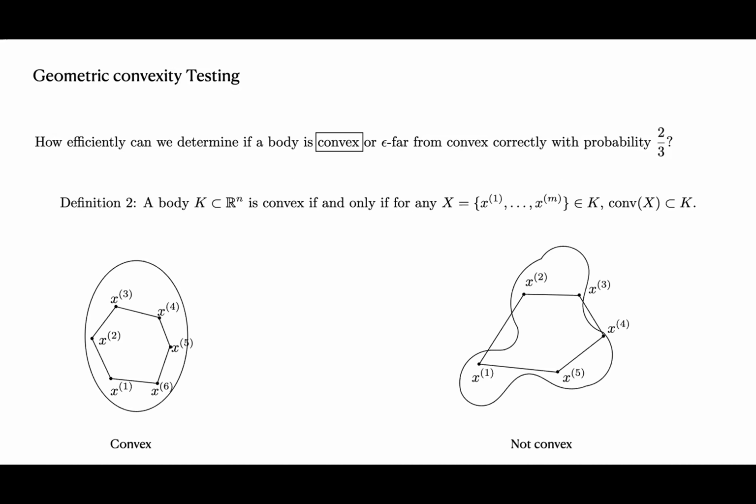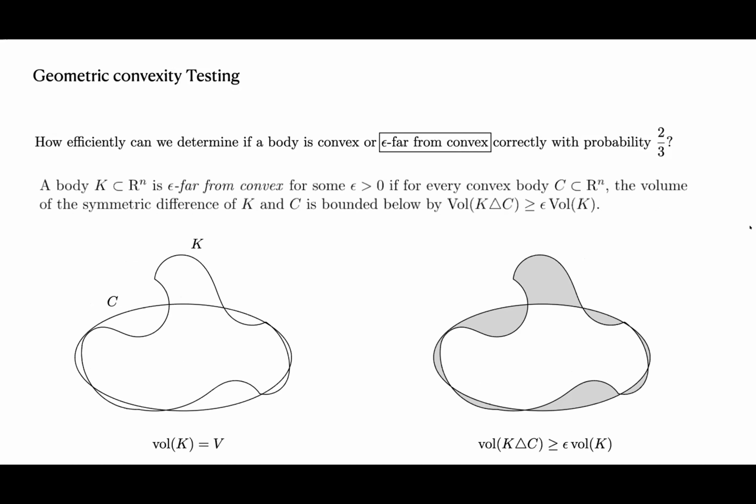Next, what do we mean by far from convex? This here is the formal definition, but what it essentially means is that a body K is epsilon far from convex if, to make it into a convex body, we have to change at least an epsilon fraction of its volume. That is, let's say the volume of K is V, and K is epsilon far from convex. To change it into any convex body, the total volume you delete plus the total volume you add to make it a convex body is at least epsilon V. So you need to make lots of changes to make this body convex. Then we say it's far from convex.